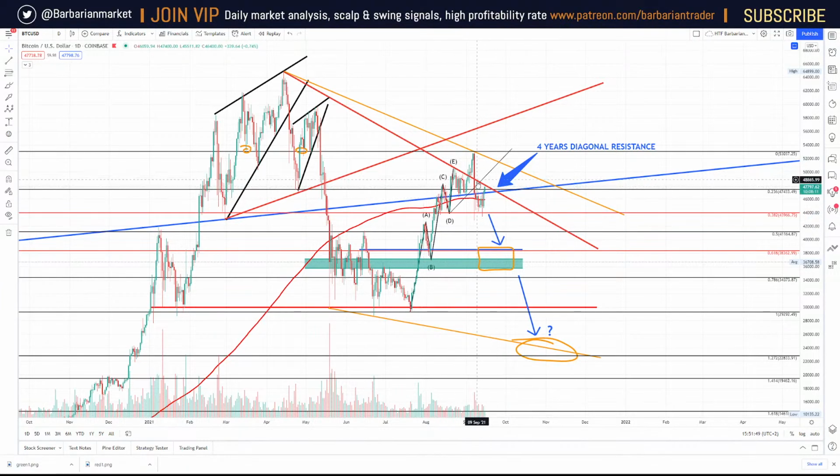Let's say that we'll have just a correction. We'll still do the second leg down, okay? It's highly possible. Nothing is for sure in trading, okay? Nobody has a magic ball. All we have is technical analysis and charts, all right? So let's say that the second leg down is just a correction.